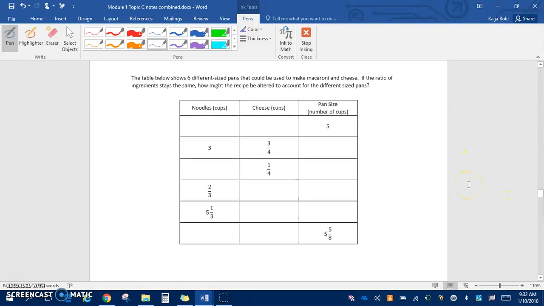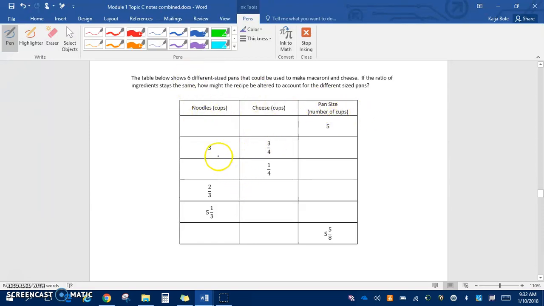Alright, and this one says the table shows 6 different size pans that could be used to make macaroni and cheese. If the ratio of ingredients stays the same, how might the recipe be altered to account for the different size pans? So we've got 3 columns now, where the last one is the total. So the pan size is the number of cups of each combined.